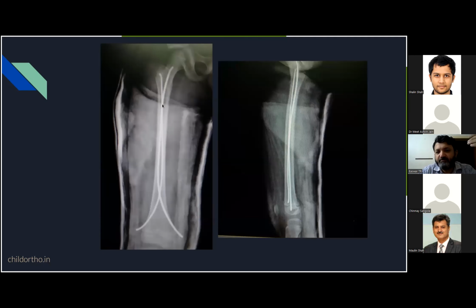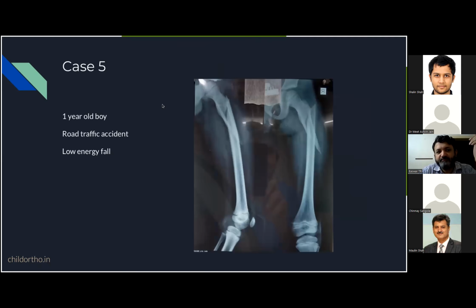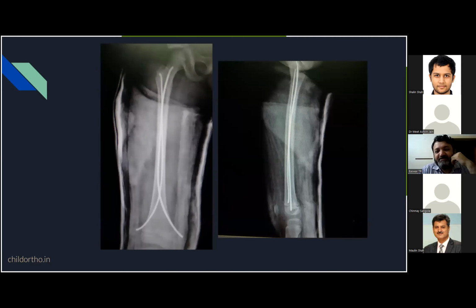So this was an 11-year-old, right? Yeah, 11 years. Case match. Okay, sorry, that's a typo. Sorry. Okay, so we can get away with that.